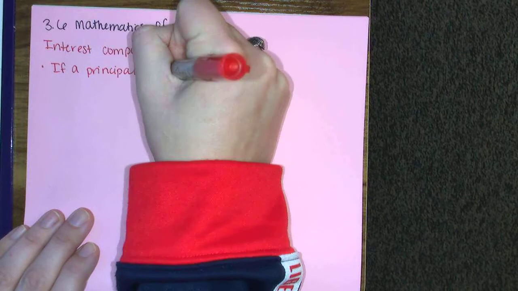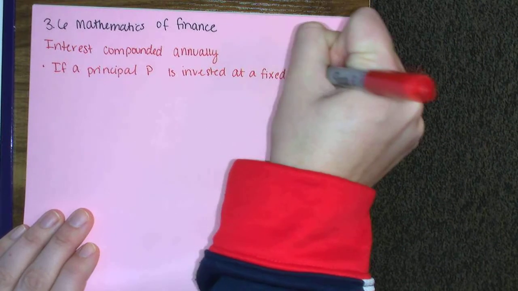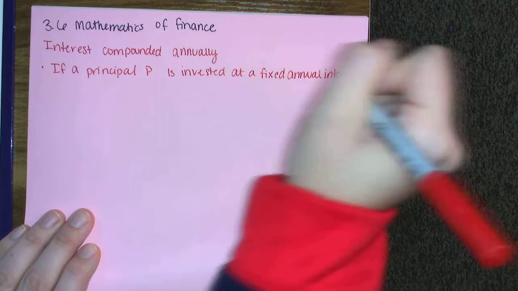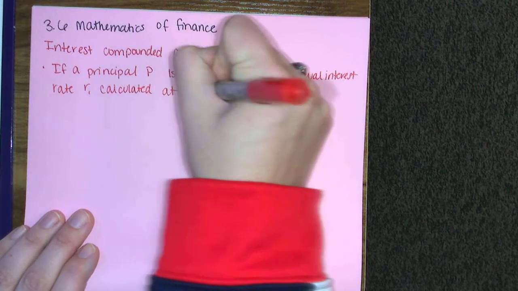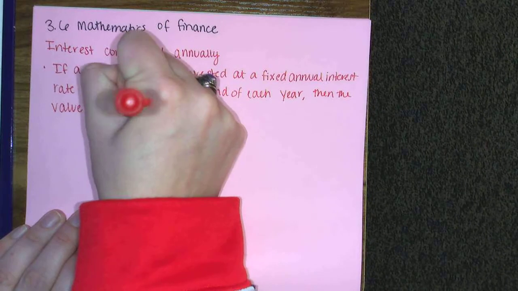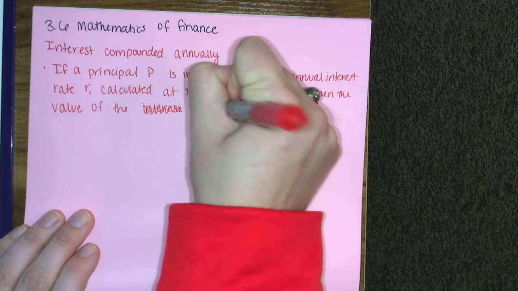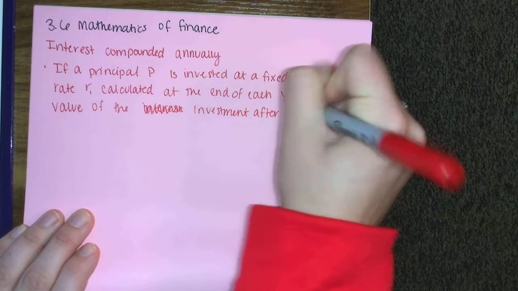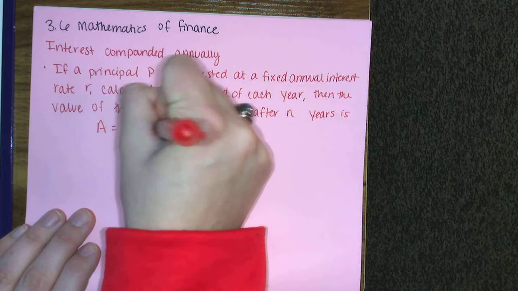If a principal P is invested at a fixed annual interest rate R calculated at the end of each year, then the value of the investment after n years is A is equal to P times 1 plus R raised to the n.